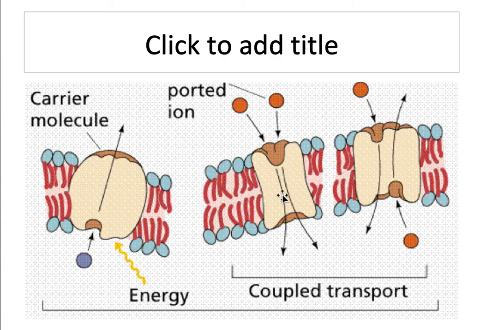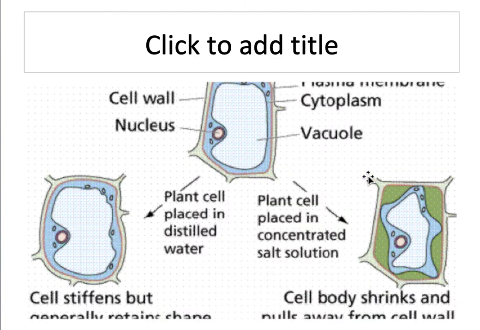This is just a diagram showing different carrier proteins. You can see these are different proteins that can be used in active transport or in facilitated diffusion. Again, this is just different cells showing what happens. This is plant cells. Plant cells have a cell wall, which is a rigid structure. So if plant cells are put in water, they don't burst because the cell will go big, but it won't increase beyond a certain size because the cell wall is rigid.